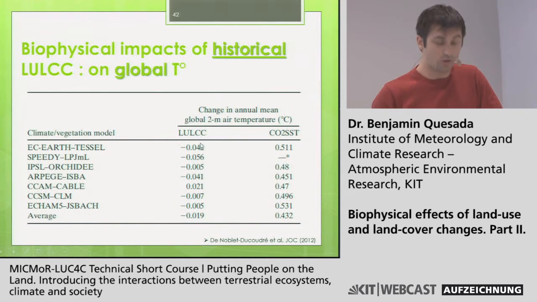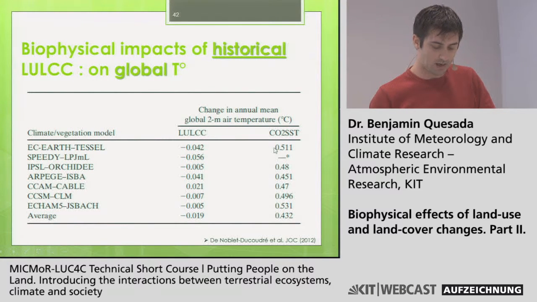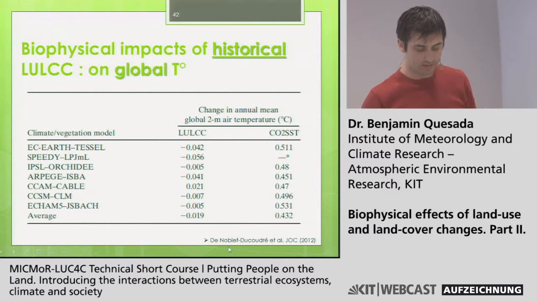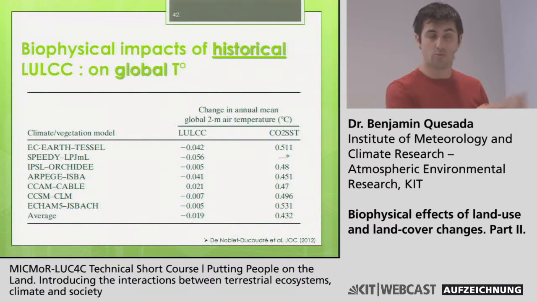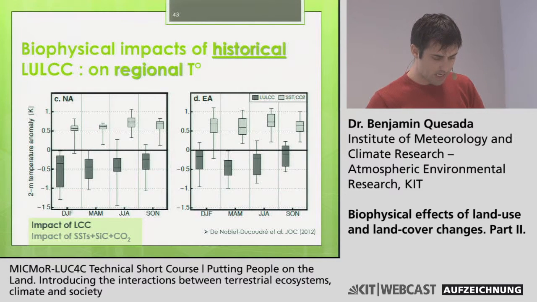Now when we compare the global values of temperature due to biophysical land use and land cover changes of the past century, for each model, we have a cooling effect of, on average, minus 0.02 degrees. If we compare it to the CO2 emissions that lead to a warming over the past century, it's more about 0.4 degrees. So that's one order of magnitude less for the biophysical impacts of land use and land cover change of the past century on global temperature. That means that the trends in global warming for the past century were slightly reduced by at maximum 10% due to land use and land cover changes globally.